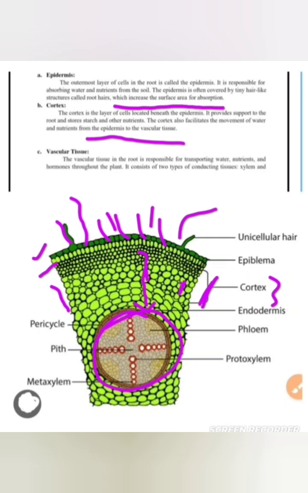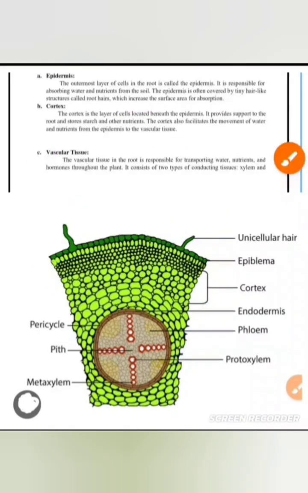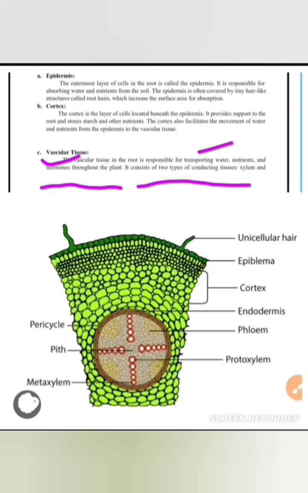The next tissue is the vascular tissue. The vascular tissue in the root is responsible for transporting water, nutrients, and hormones throughout the plant. It consists of two types of conducting tissue, that is xylem and phloem.